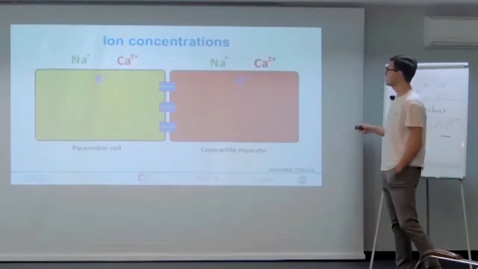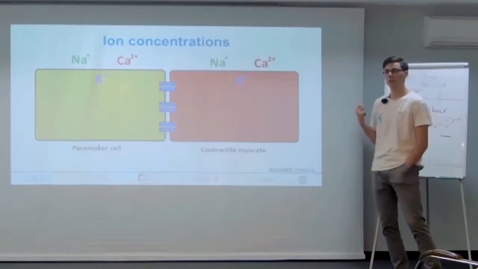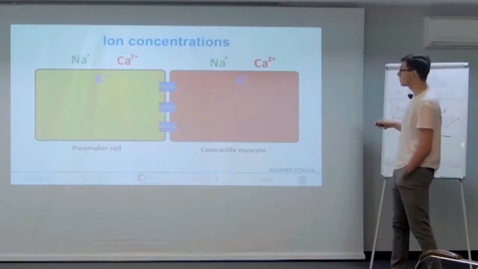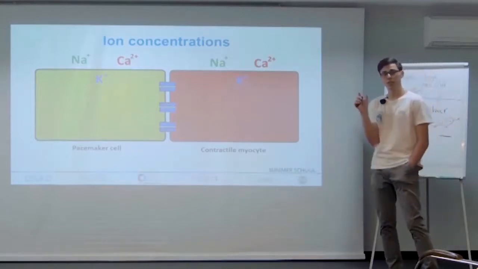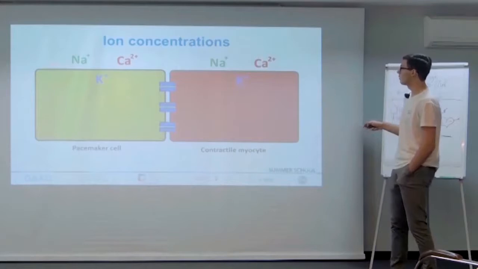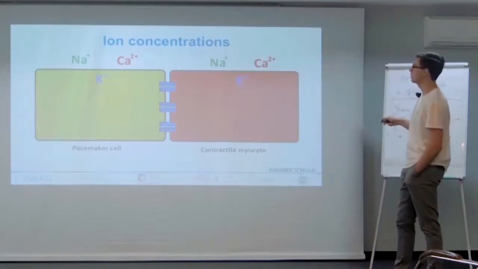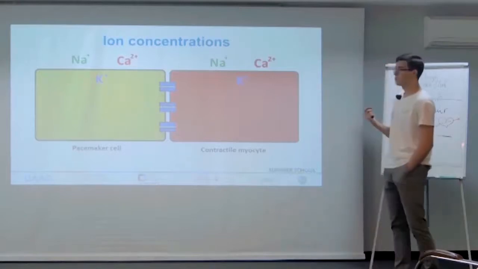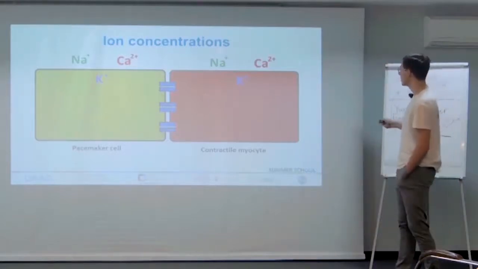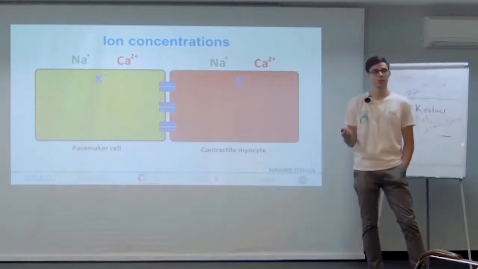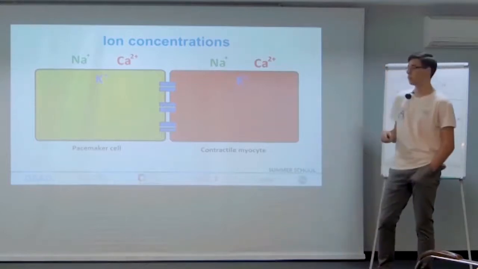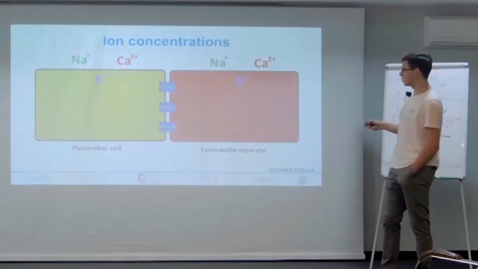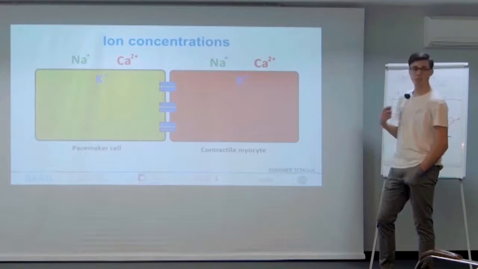Ion concentrations. This is also going to be crucial for understanding the action potential. Sodium and calcium are always outside of the cell. We also have sodium and calcium inside of the cell, but the concentrations are too small. So we have big concentrations of sodium and calcium outside of the cell, and a big concentration of potassium inside of the cell. The same thing is with neurons. So it's a common thing for all. You need to memorize this. I will ask you about it later. Sodium and calcium outside of the cell, potassium inside of the cell.